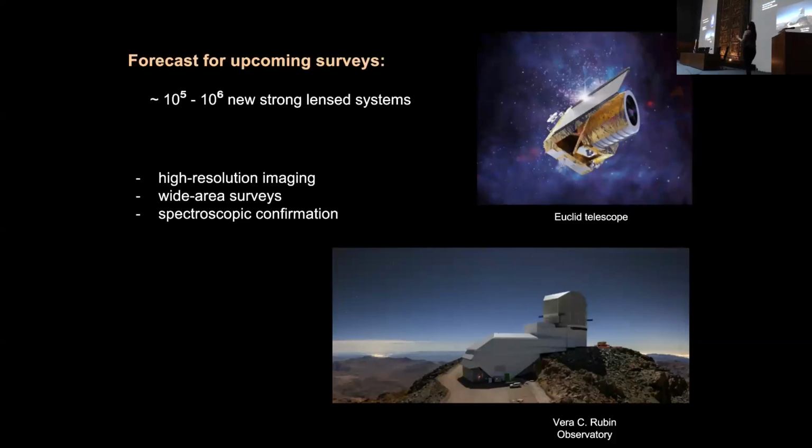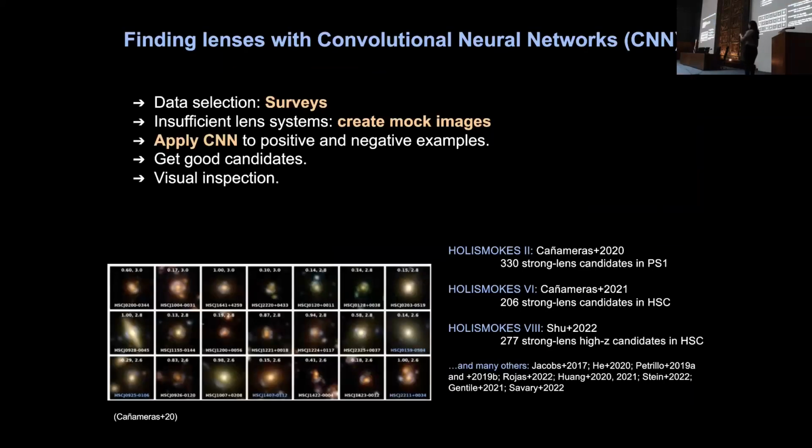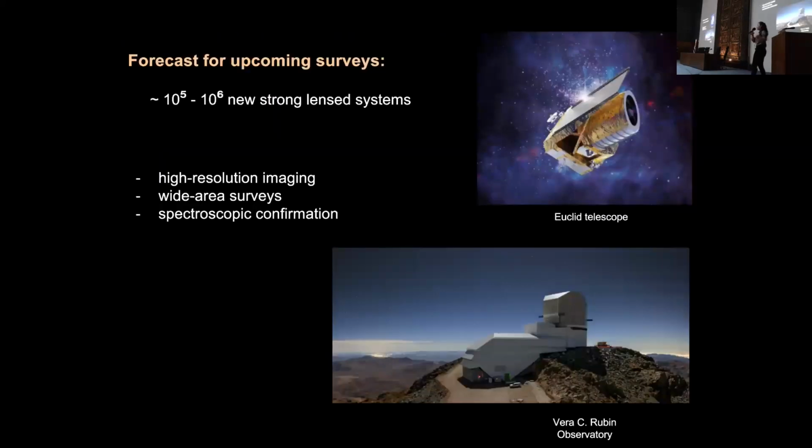So as I told you before, these systems have been very rare. We can just count the supernovae on our hands, but with the upcoming wide surveys, especially with Euclid, the forecast for detecting new strong lens systems is 10^5 or 10^6. So we have a lot of data, and detecting lens systems is difficult because we need high resolution images to see whether they are lens systems. Also, we need a wide area survey so that we can search across all of it. And we also need confirmation of these systems, so we need spectroscopic confirmation.